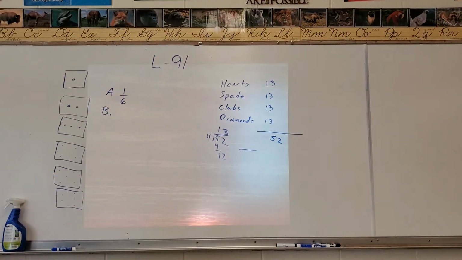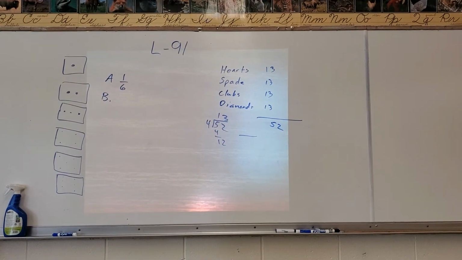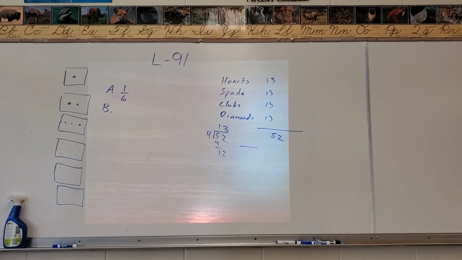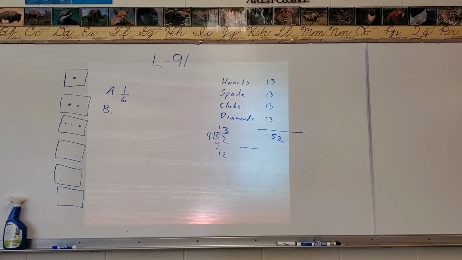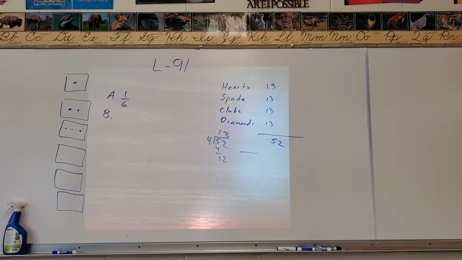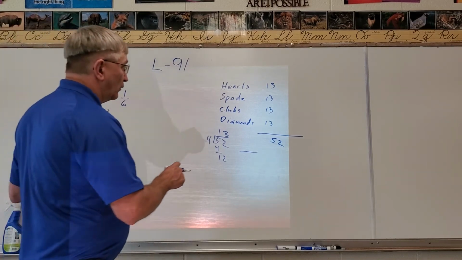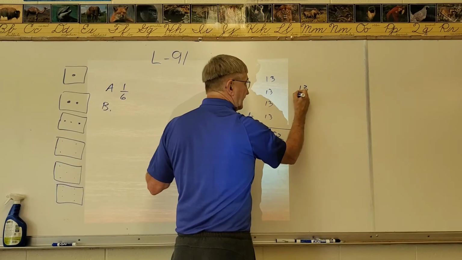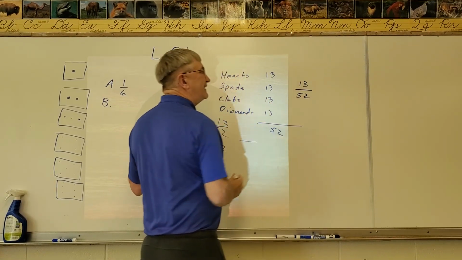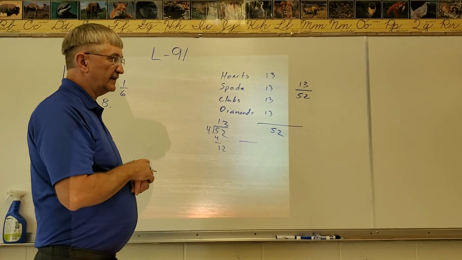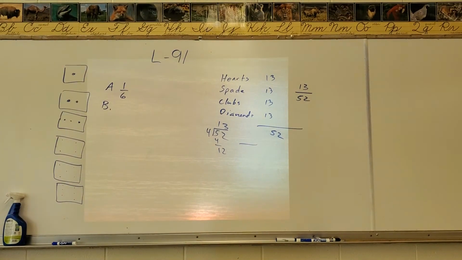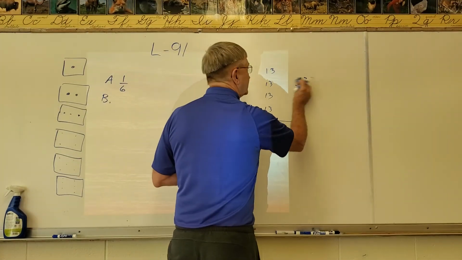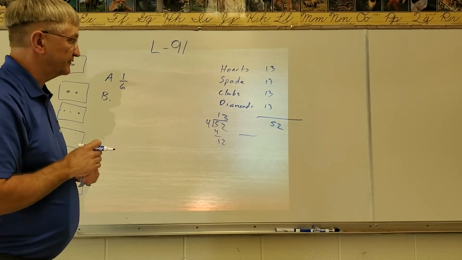Now, when you have that in place, the question states, what is the probability of drawing a spade from a normal deck of cards? Well, 13 out of 52 is a possibility, but we need to reduce it. Wait, time out. Back up. I made a goof up there. I misread the question.